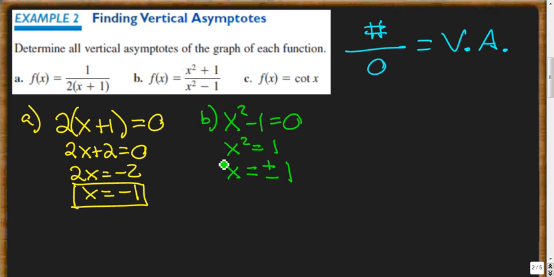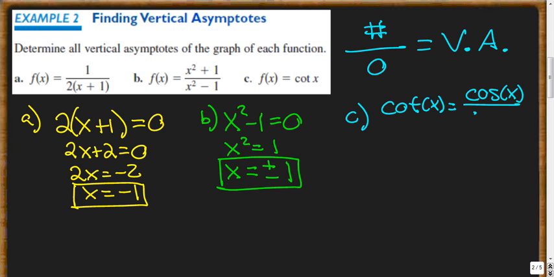So these are both going to work. And lastly, for C, we've got f of x equals the cotangent of x. Well, the cotangent of x, in case you remember, is the cosine of x divided by the sine of x. So we need to know when our sine of x equals 0, because it's the denominator here.